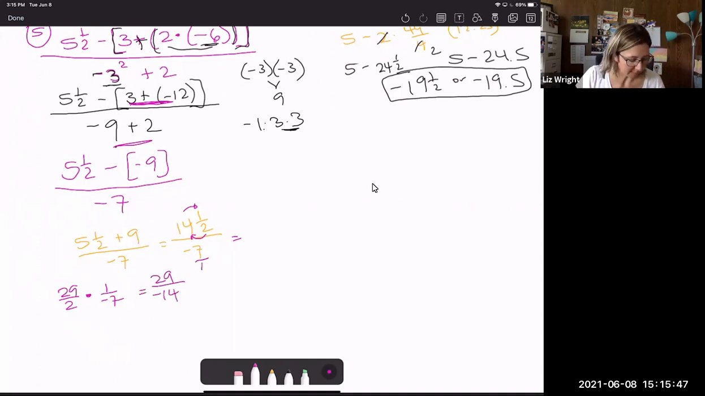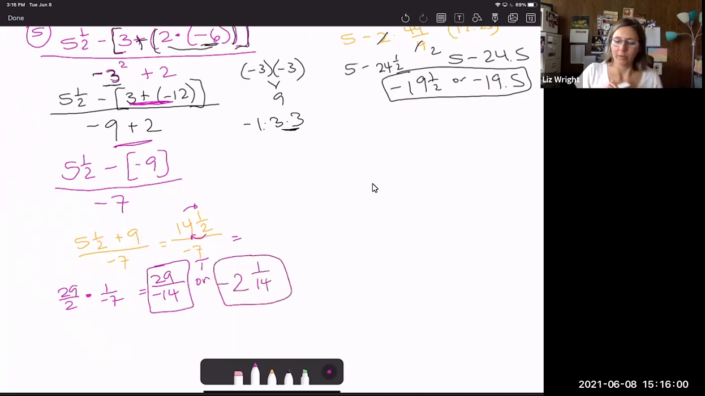And then that, my friends, is our final answer. If you wanted to, you could also change that into your mixed number. 14 is going to go into 29 twice. So it'd be -2 and 1/14 would be your other answer. Those are your options.